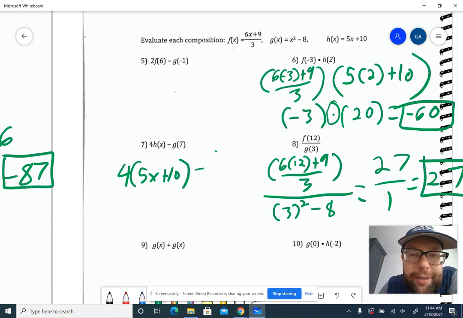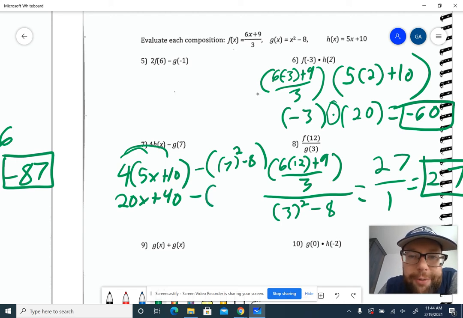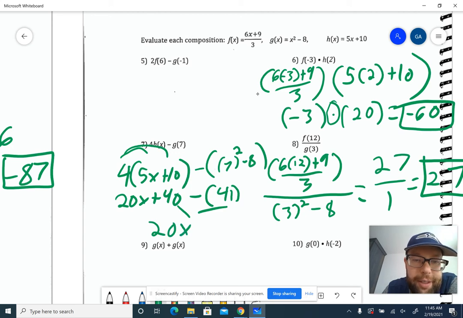And then I'm going to minus g of 7. So that's 7 squared minus 8. Okay, so let's distribute. So I got 20x plus 40. Then I'm going to minus, and still in parentheses, 7 squared is 49, minus 8 would be 41. Okay, so 20x plus 40 minus 41, I've got those two like terms. I'm going to get 20x minus 1. And that would be my final answer.